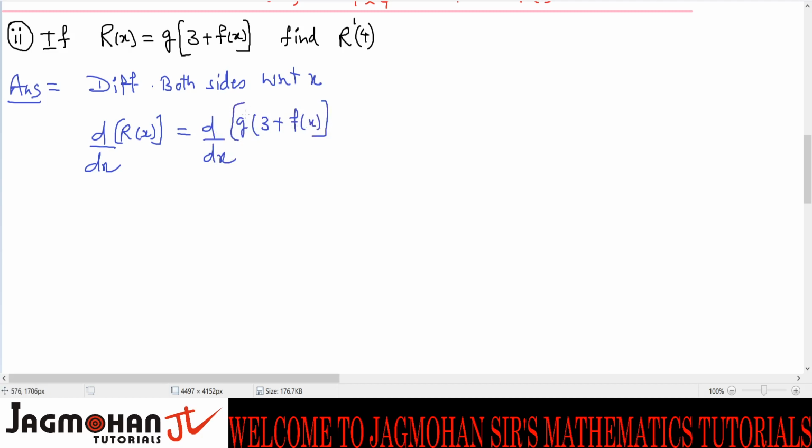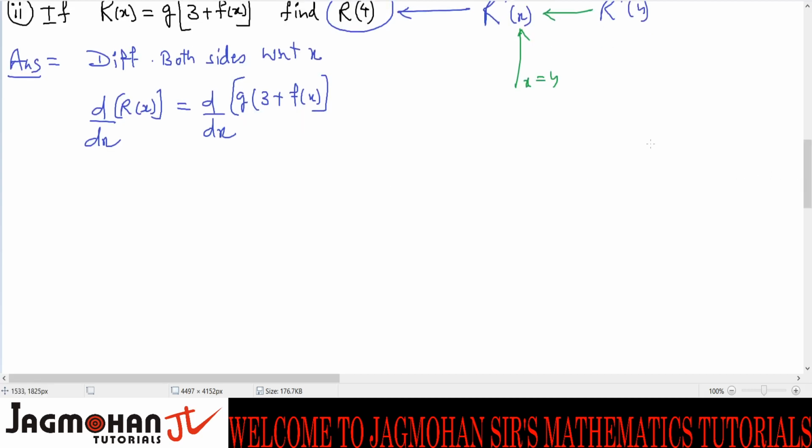Okay, and why am I doing this? I'm doing this because I have to find r dash 4. So the step would be first get r dash x, and then in r dash x you will put x equals to 4. So when you put x as 4, what do you get? You get r dash 4. So let's go for this. I will differentiate this with respect to x both sides. So d by dx of r of x is r dash x, and d by dx of g of 3 plus f of x.